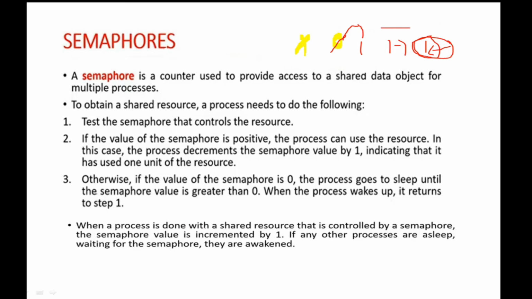When a process is done with a shared resource which is controlled by the semaphore, the semaphore value is incremented by 1. If any other processes are asleep waiting for that particular resource, then they are awakened and that resource will be assigned to one of those processes.